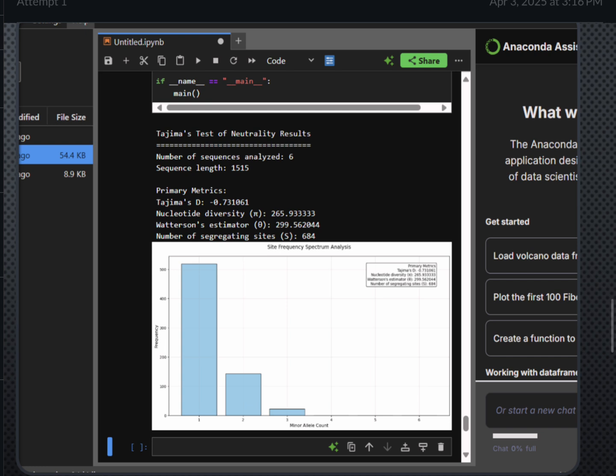But as you can see, Tajima's D there under primary metrics is negative 0.73. That is very close to 0, showing that we were close to natural evolution, but because it's negative, this could mean mutations were removed during the purification of the DNA sample.